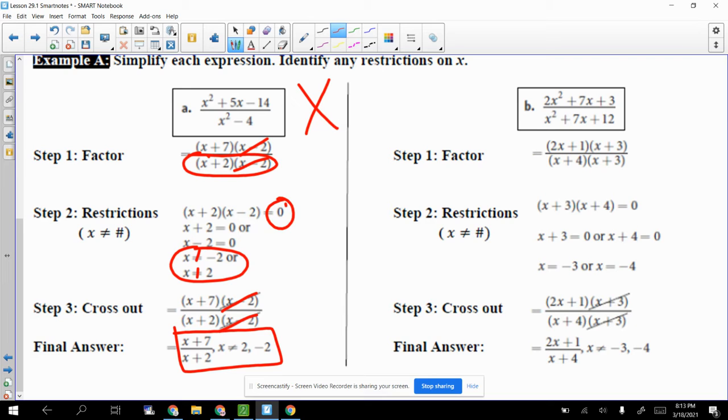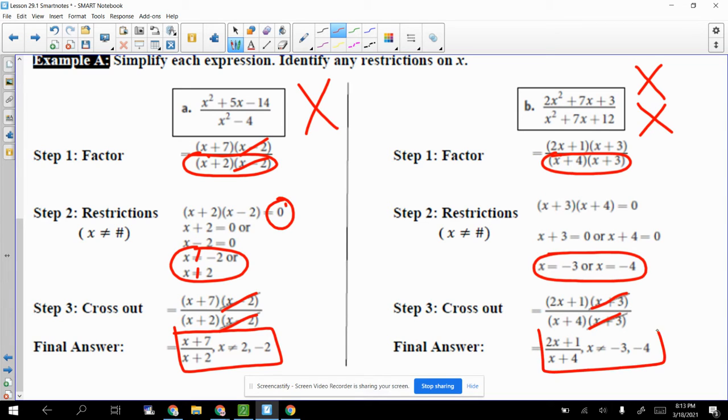Same idea over here, except they have a trinomial on top and bottom. So they had to factor both of those using the big X. Then they had to take the denominator and set those equal to 0 to get these restrictions. And then they crossed out what was alike on top and bottom, and they were left with this answer. Again, you have the simplified rational expression and then the restrictions.